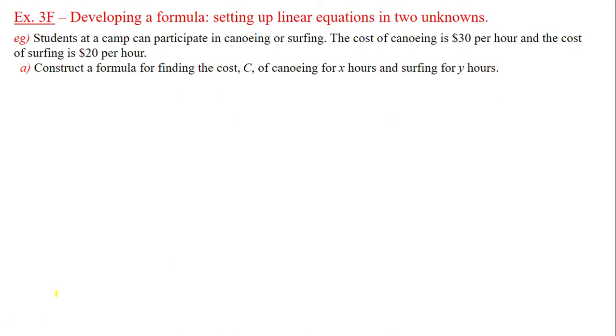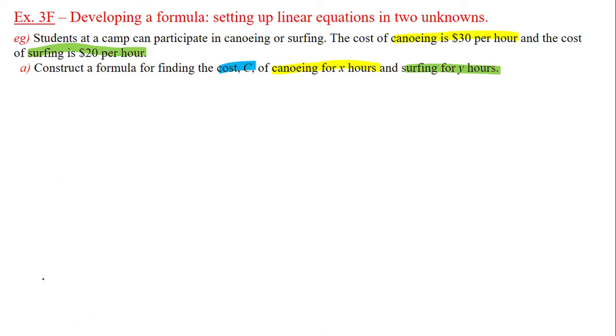So I'm going to take a highlighter and I'm going to highlight my variables. So canoeing is X hours, and we know that canoeing is $30 per hour. So that information is important, and we'll highlight that in the same colors so it goes together. The cost of surfing is $20 per hour, and we are surfing for Y hours. Our only other variable that's left is the cost C. So we're looking to find the total cost.